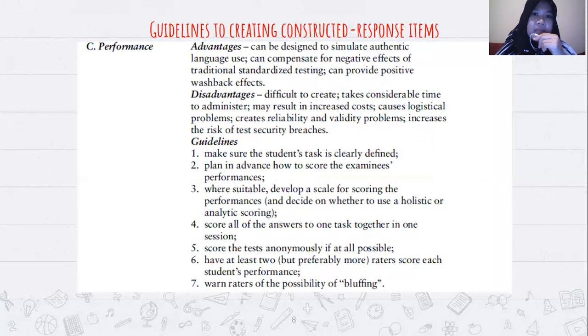And then the third type of test item to get the response is the constructed response item. Constructed response item can stimulate authentic language use, can compensate for the negative effect of traditional standardized testing, and can provide a positive washback effect. Okay, so that's the overall advantage if we give this kind of test.